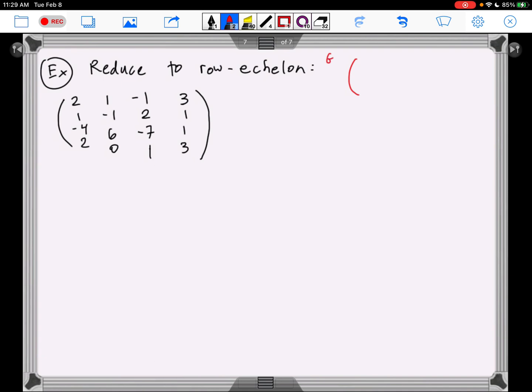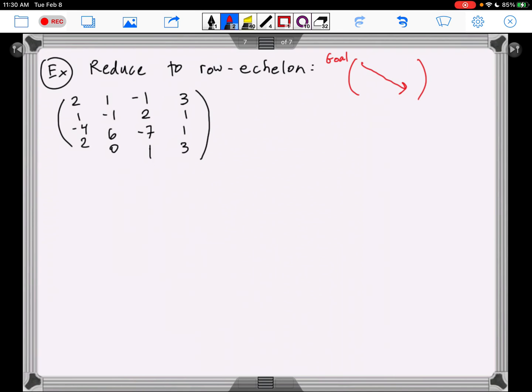Before I do the problem, I just want to give you guys our goal or our strategy here. Our strategy is to work from the upper left corner to the bottom right corner. You basically work to get that 1 there, and then you try to get everything below it to be a 0, and that's how it goes. Okay, so let me show you how this works.